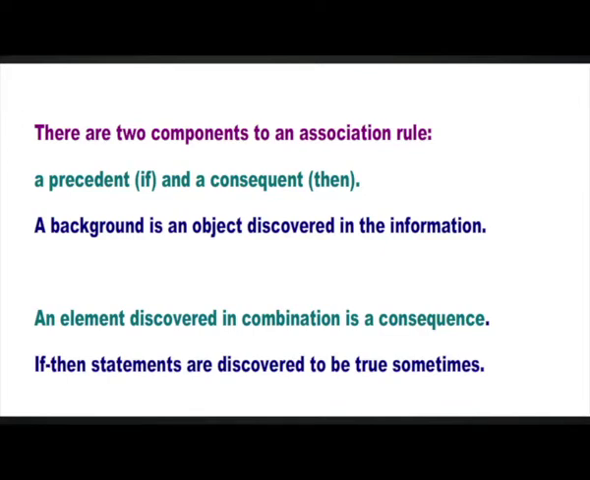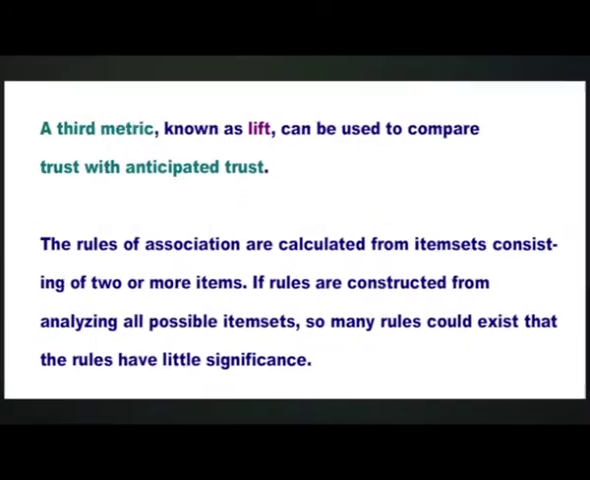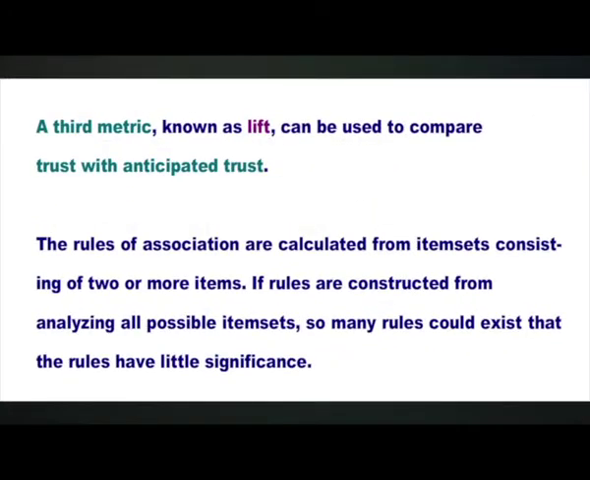If-then statements are discovered to be true only sometimes. A third metric known as lift can be used to compare confidence with expected confidence. The rules of association are calculated from item sets consisting of two or more items. If rules are constructed from analyzing all possible item sets, so many rules could exist that the rules have little significance.